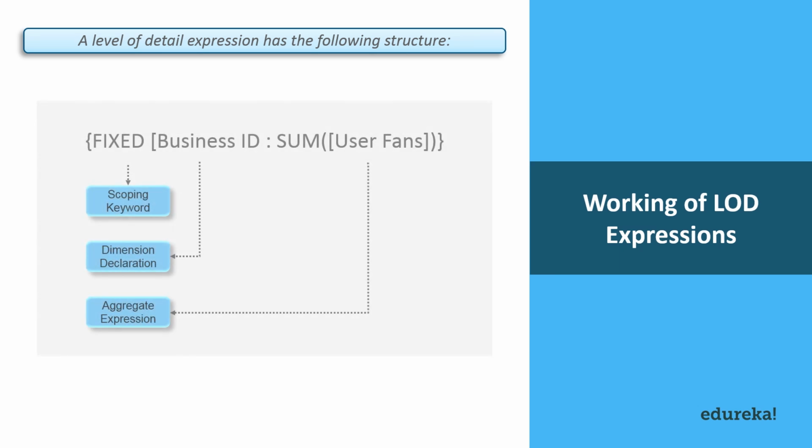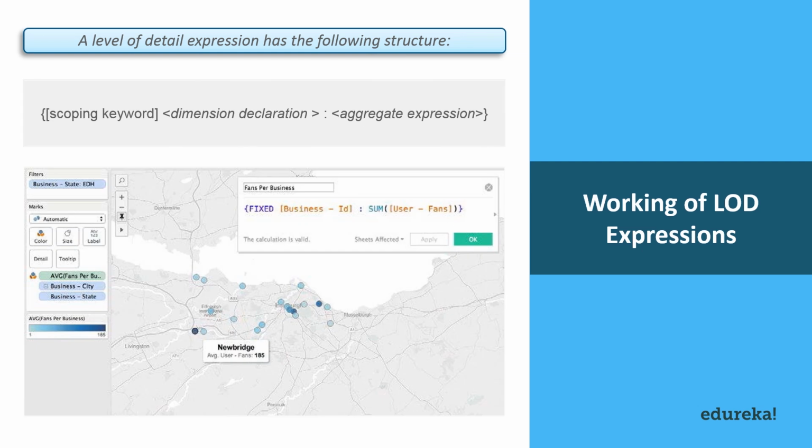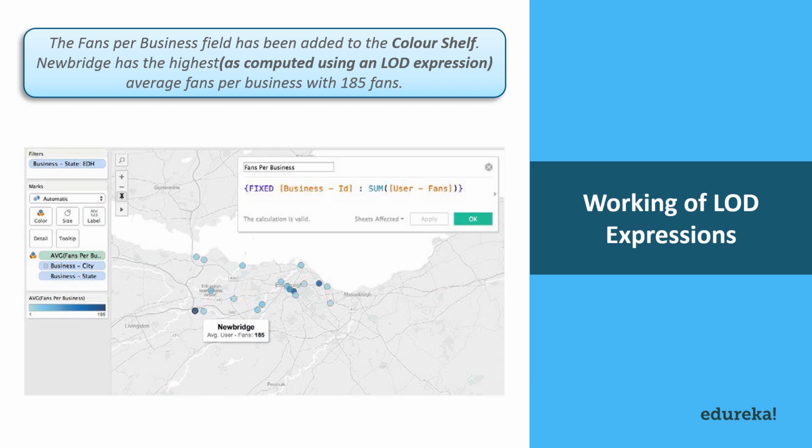Here is the structure given more clearly for the level of detail expression. Now, as a result of that, the fans per business field has been added to the color shelf, and it shows that Newbridge has the highest, as computed using an LOD expression, average fans per business with 185 fans.